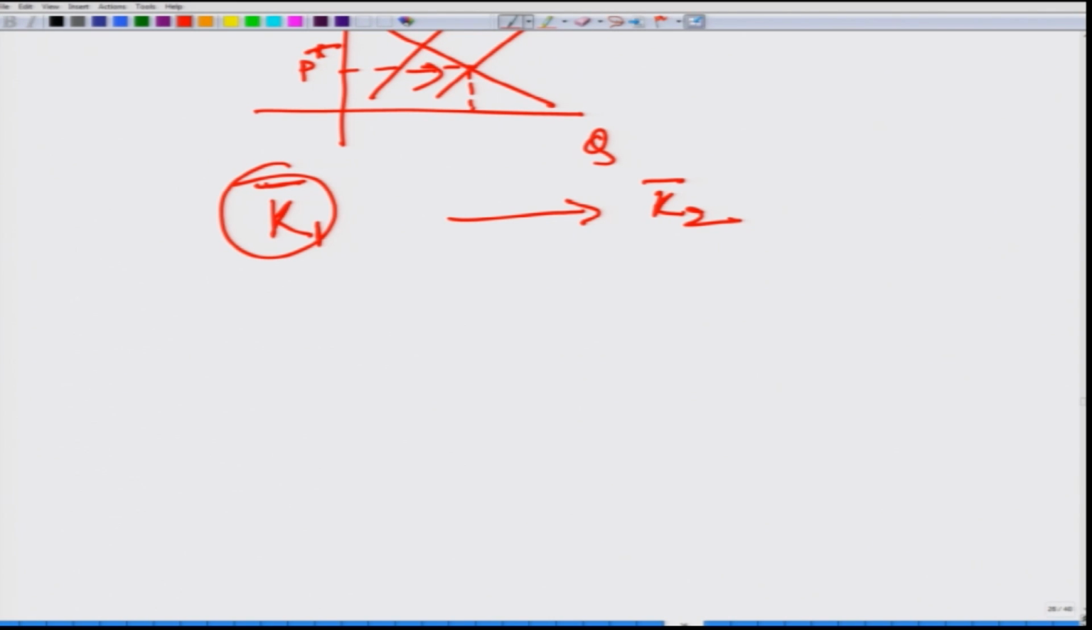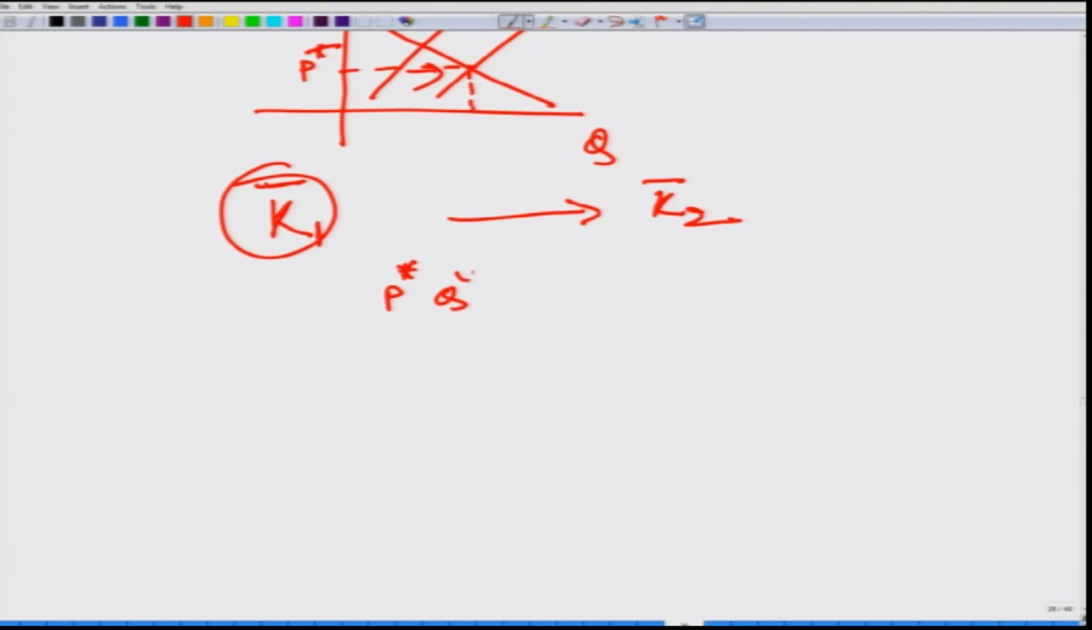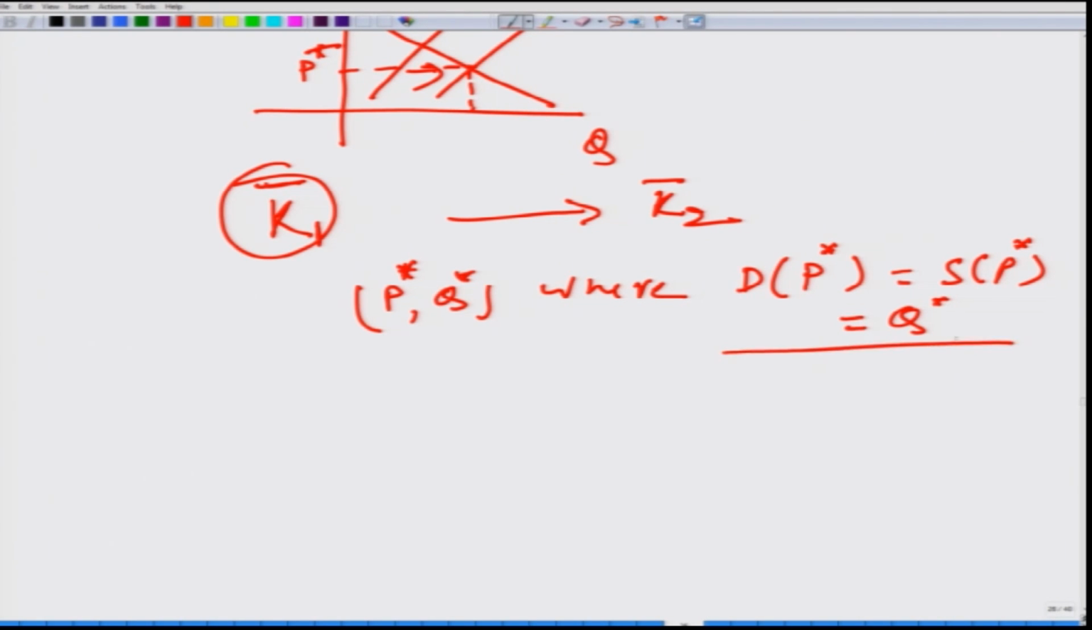So, these were the adjustments that we have to think about when we are moving from the short run to the long run. I should also add that the definition of short run equilibrium was very simple: short run equilibrium is P star, Q star, where the demand at price P star is equal to the supply at price P star, equal to Q star. This is the short run equilibrium. Now, when we talk about the long run equilibrium, we have to extend this definition.